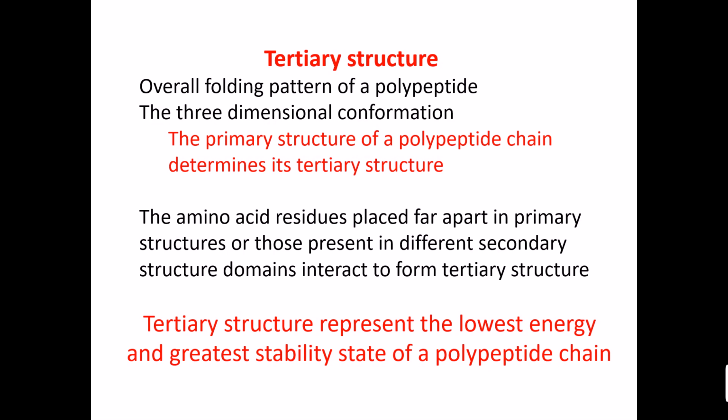And what happens in a polypeptide chain? There are amino acid residues which are placed far apart, and they come together and make bonds, and then interacting with each other, they form a tertiary structure. And this tertiary structure represents the lowest energy and greatest stability state of a polypeptide chain.